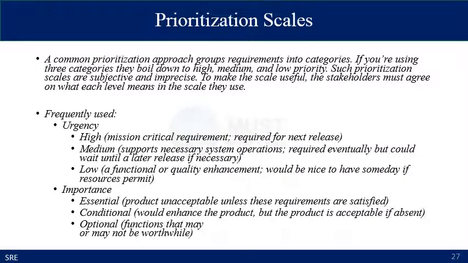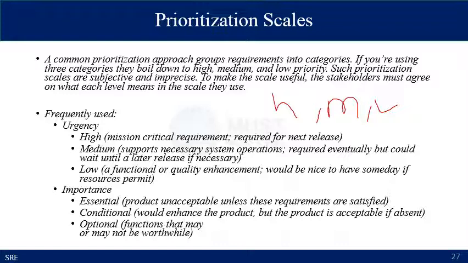You can alternatively develop some prioritization scales, and a common prioritization approach groups requirements into different categories. So if you are using three categories, they boil down to high level requirements, medium level requirements, and low level requirements, depending on the priority of each requirement. Such scales are subjective and imprecise. To make these scales useful, the stakeholders must agree on what each level means in the scale they use.